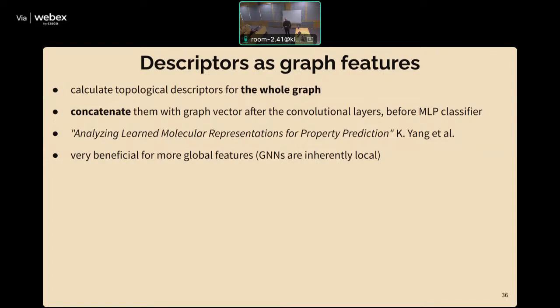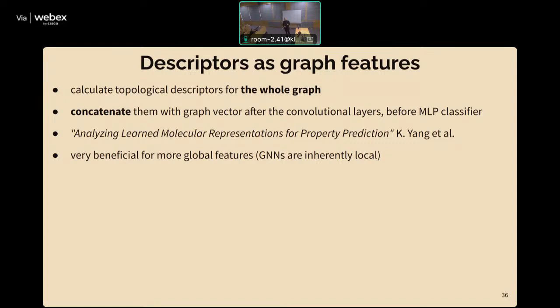And we concatenate them with the graph vector after the convolutional layers, after this readout, and before the MLP. So you compute those convolutions, then you have the readout, and the readout gives you the vector for the whole graph. And you just concatenate to these vectors additional features based on graph topology. You just have a longer vector, and then you put it into the MLP. You can backpropagate with no problem.